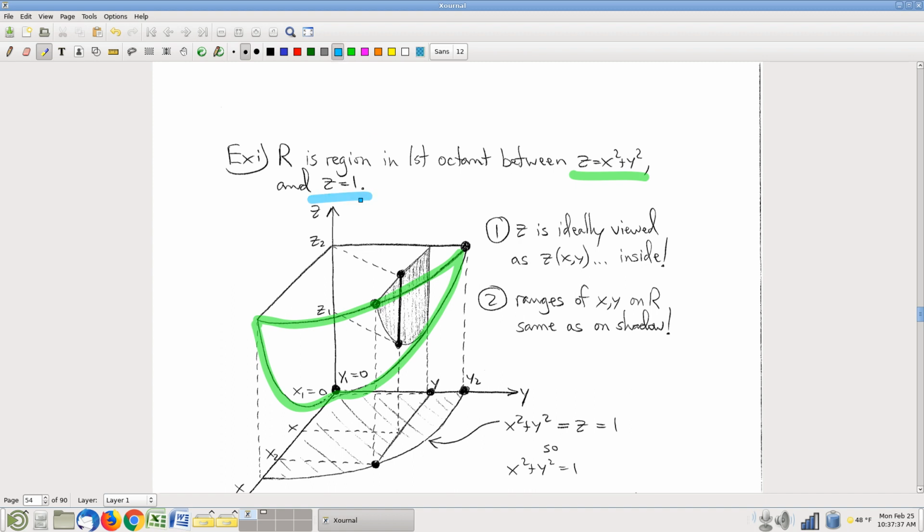Then there's this plane. That didn't go well. There we go. And in the first octant, between those two surfaces, you can see we've got this weird little shape, and that's our domain. And we can start slicing it up.